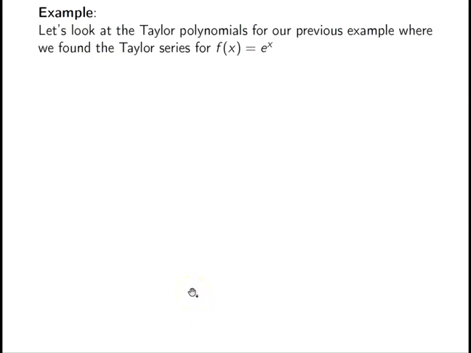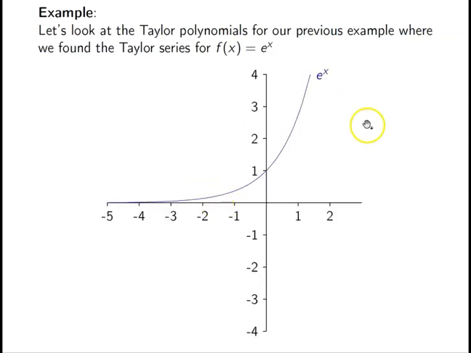Okay. So let's look at the Taylor polynomials for our previous example, where we found the Taylor series for f of x equals e to the x. We actually just did this on Desmos, but I'm putting it here because I wasn't sure if I was going to go to Desmos or not. Also, if I put it here, that means it's in the course reader. So going through it really quick, you'll be able to see this when you look through the text.